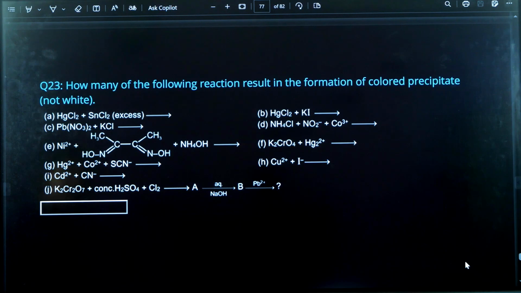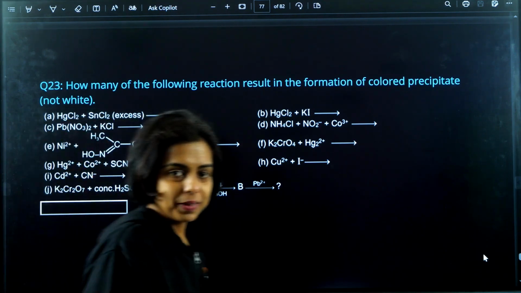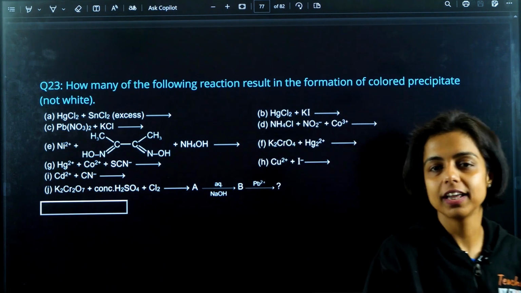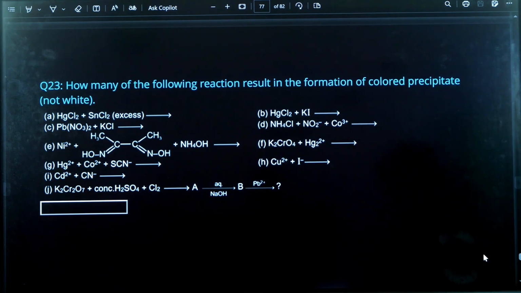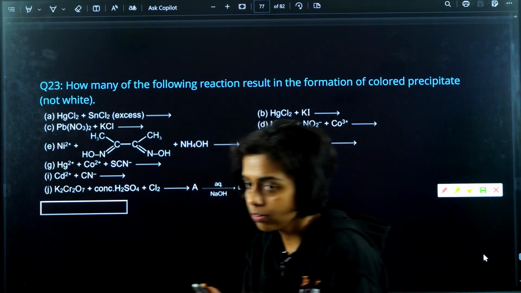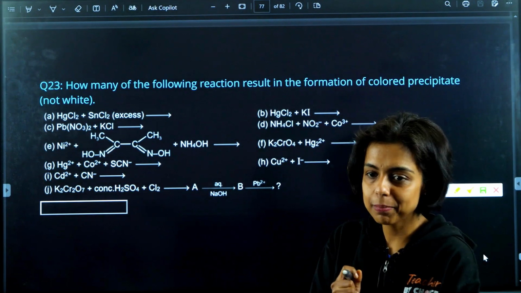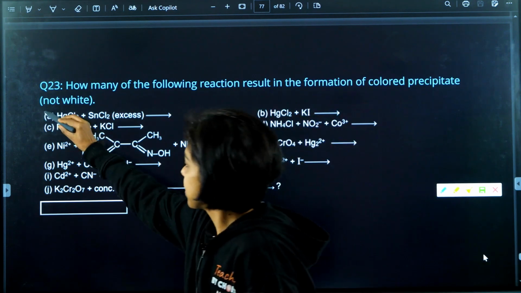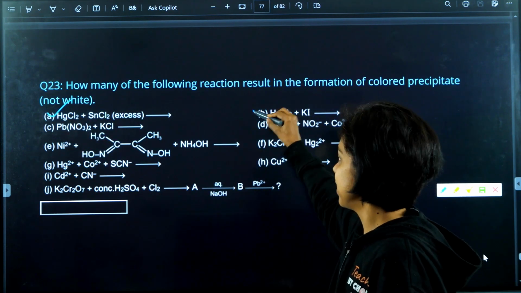How many of the following reactions result in the formation of colored precipitates? Time consuming. For this you are supposed to be very good in qualitative analysis or in inorganic chemistry. So many reactions are given. I will say this is time consuming, and also checks your knowledge of qualitative analysis. So HgCl2, SnCl2. The black precipitate is being formed because we are using SnCl2 in excess. So yes, precipitates are being formed. HgCl2, KI, Nessler's reagent will be formed.